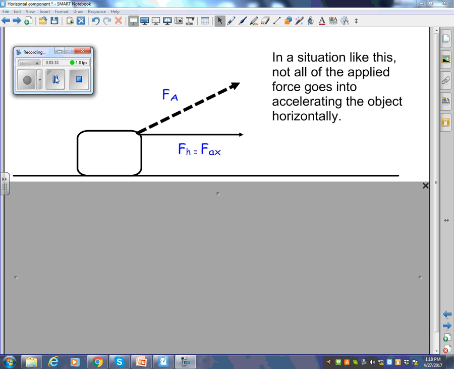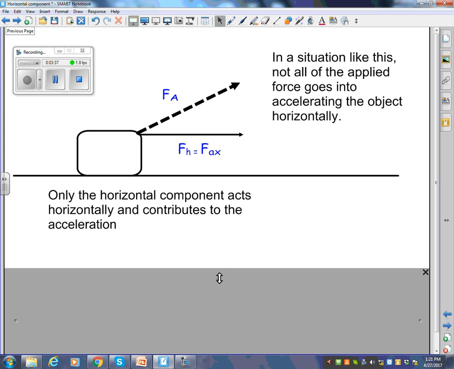I don't remember. So yes, the idea is that not all of the force goes sideways. Only the horizontal component, and that horizontal component is this FAX. And again, FAX stands for the X component of the applied force. And it's a part of that FA. It's not a new force. It's a part of it. Only the horizontal component acts horizontally and contributes to the acceleration. And I haven't told you yet what the other component is.